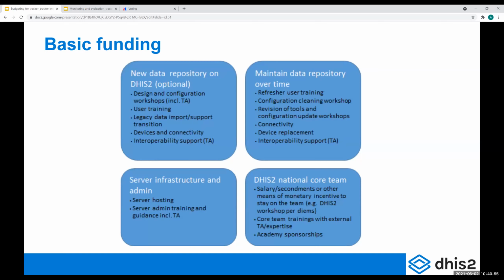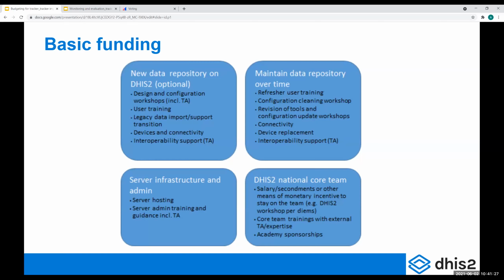Activities around revisioning tools, because requirements change. Sometimes you have a form for collecting aggregate data that looks like this in 2017 and it looks very different in 2021. And that needs to be reflected in the system. Again, connectivity, device replacement, and interoperability support over time. So you interoperate with another system in year one, but again, that system changes in year three and you will have to adapt.